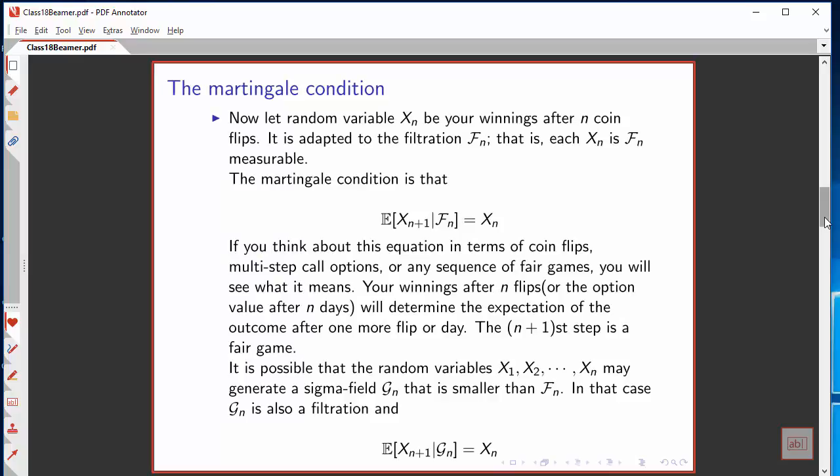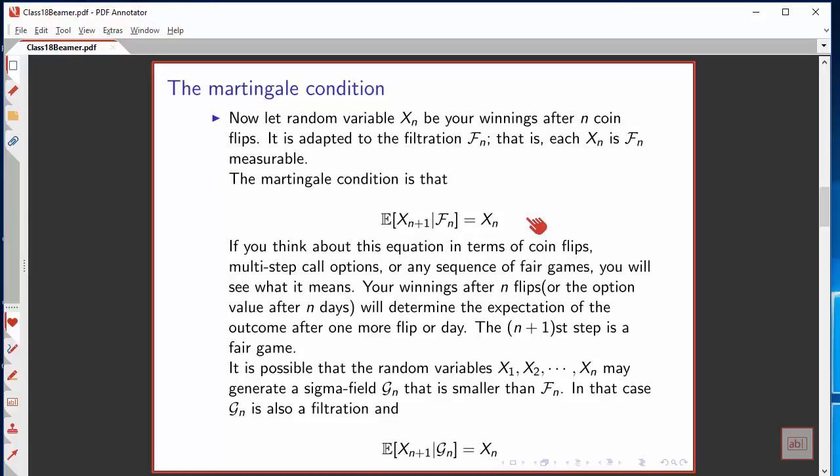Now I can define the martingale condition. After n coin flips, or n spins of the roulette wheel, we have a random variable, which I will symbolize by x sub n, and it's adapted to the filtration. That is, each x sub n is constant on each of the events in the sigma field f sub n. And what the martingale condition says is that the expectation of the random variable x sub n plus 1 conditioned on f sub n is equal to x sub n. There's less to this than meets the eye.